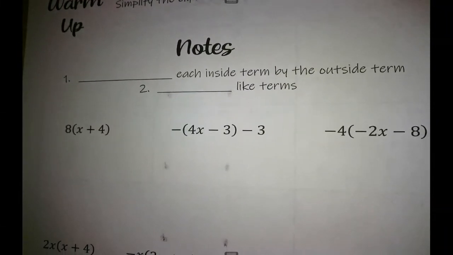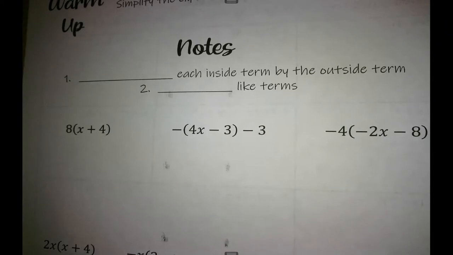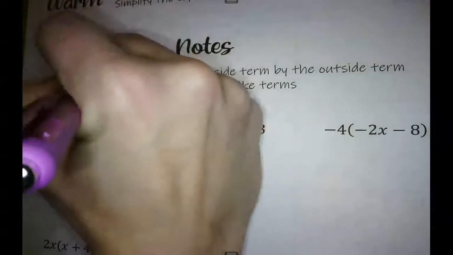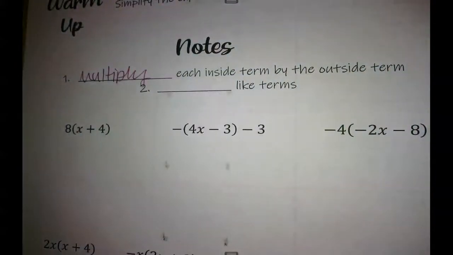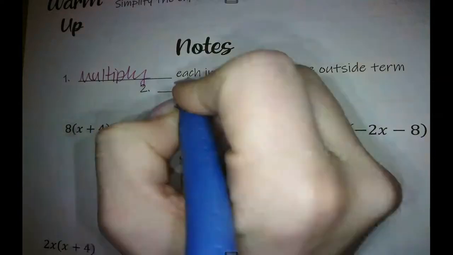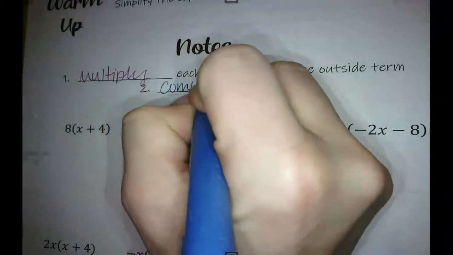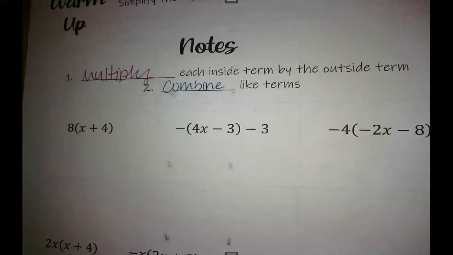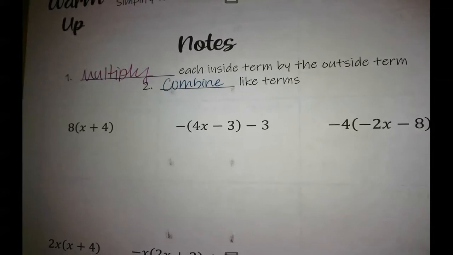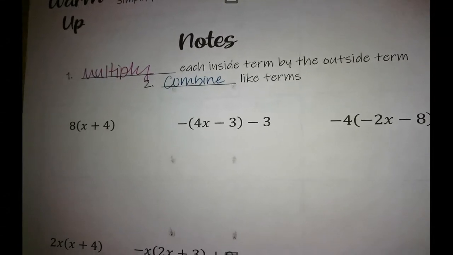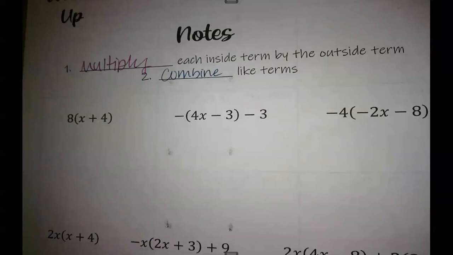We are going to talk about distributing with polynomials. The steps up here at the top: the first step is we are going to multiply each inside term by the outside term, and then we're going to combine like terms. You guys have been doing this. This is just a refresher, maybe adding one or two elements from the last couple of lessons.